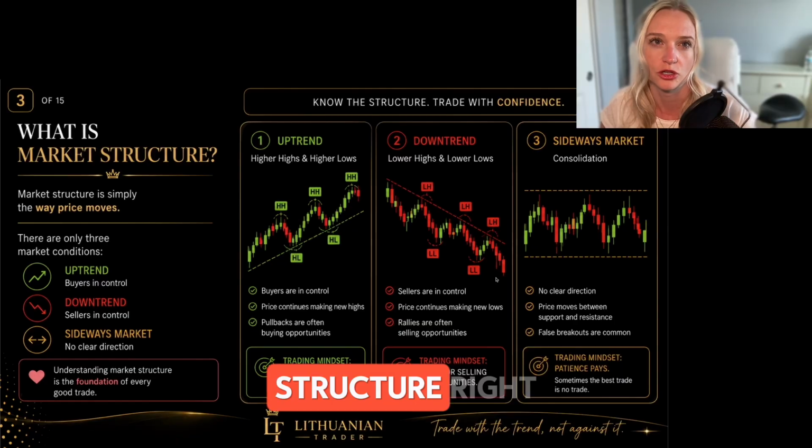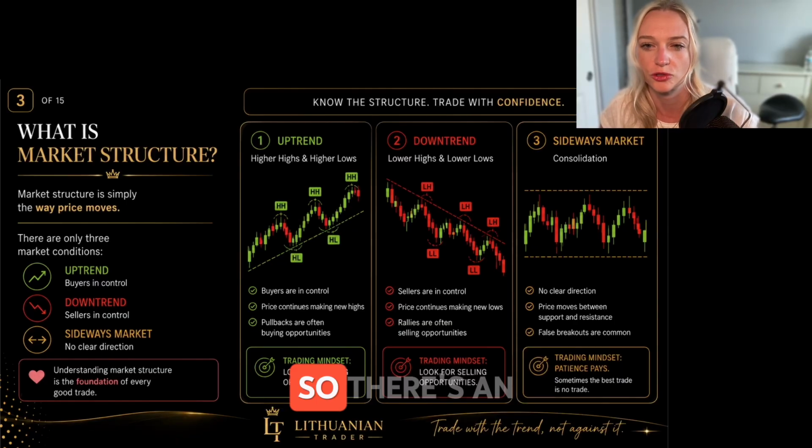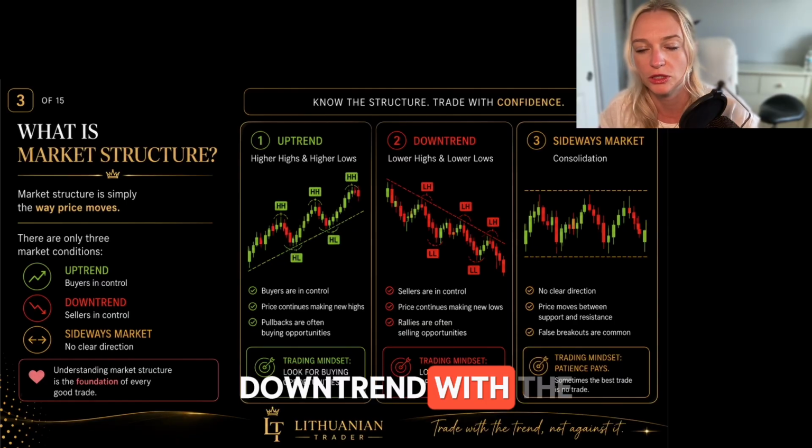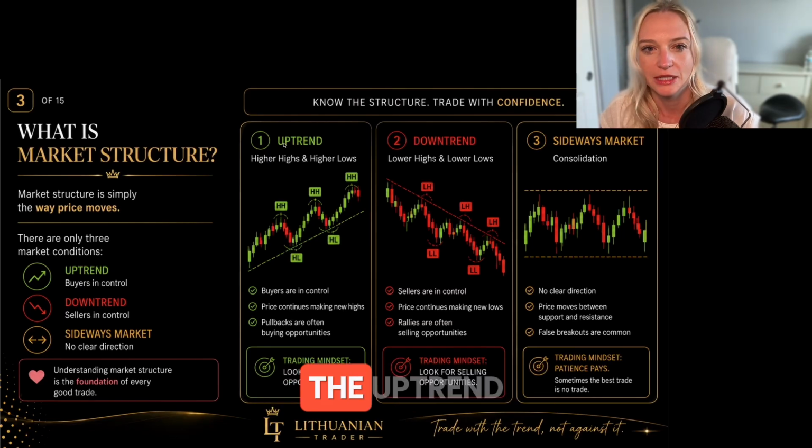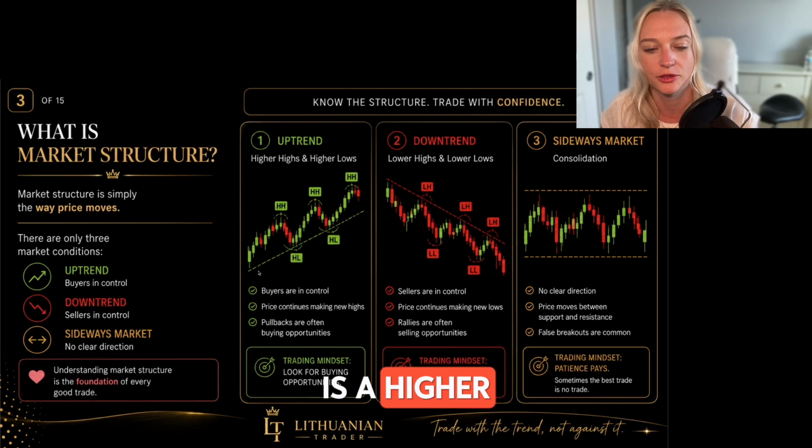What is market structure, right? We talk about market structure. There's an uptrend and a downtrend. We did cover what it means to be in a bull market and a down market. To recognize the uptrend, the next high is higher than the previous one. So if we have here, it's a little higher, right? So they get higher, and if you draw the line, it goes up.